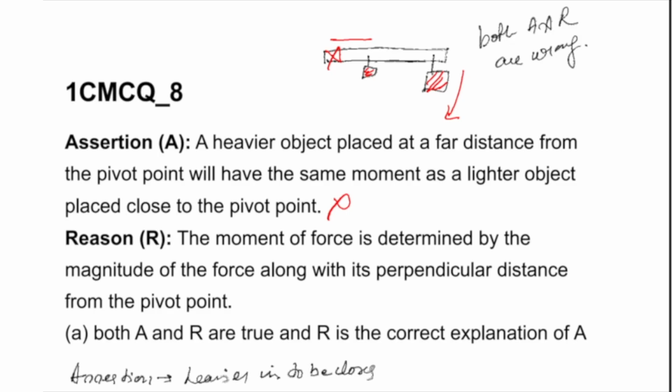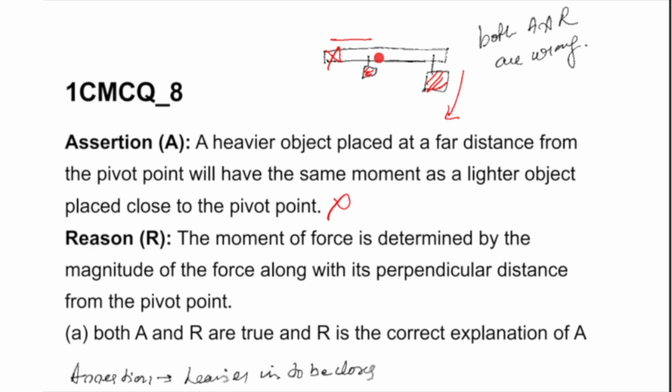Let's go to question number 8. Let's read the assertion. A heavier object placed at a far distance from the pivot point will have the same moment as a lighter object placed close to the pivot point. This is wrong. Actually, the reverse can be true.